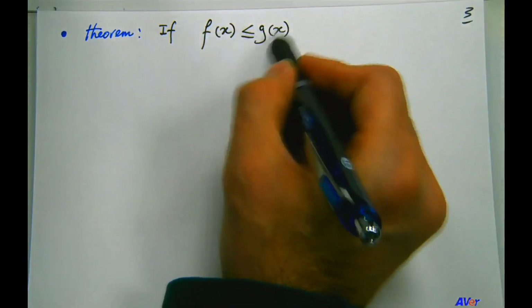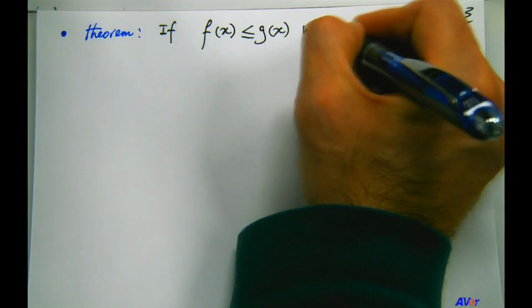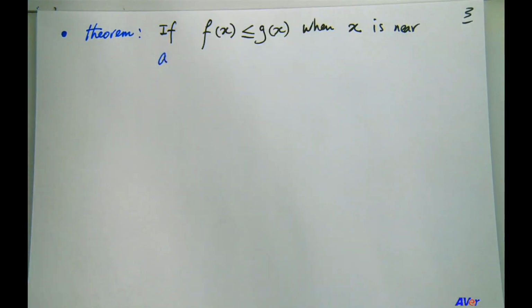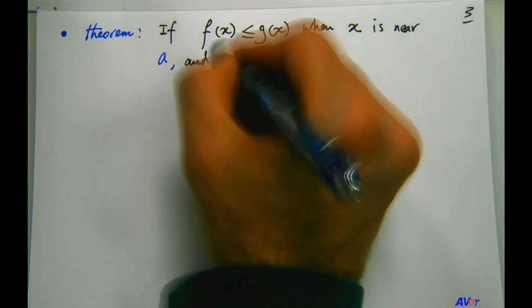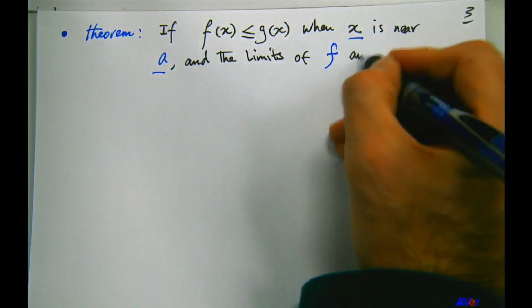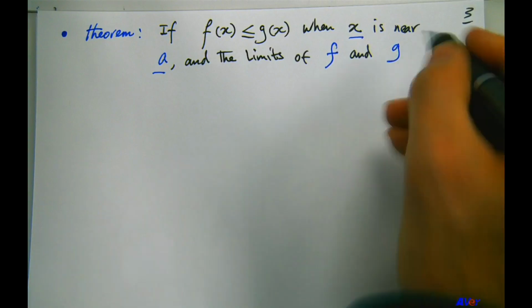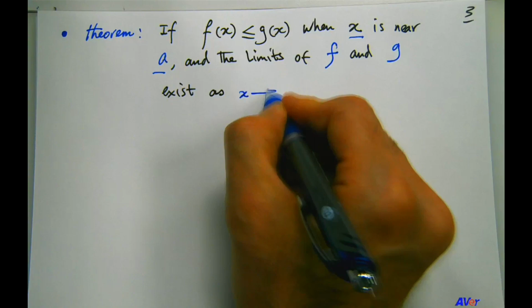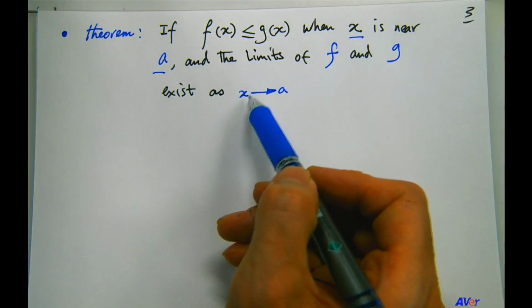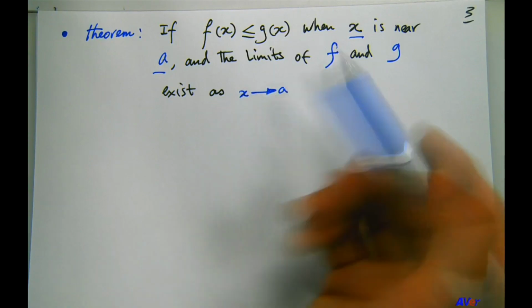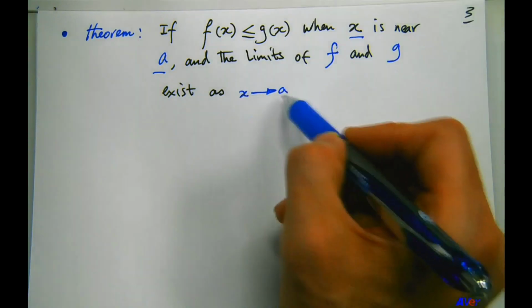So if we have a function that is less than or equal to another function, when x is near some constant a, and the limits of f and g exist as x approaches A, of course the implication here, as you remember from the last video, is that when we say the limit exists as x approaches A, we mean x approaches A from both sides, right? So the limit should be equal. X approaching A from both sides should be equal.